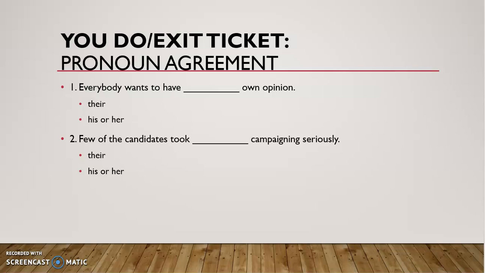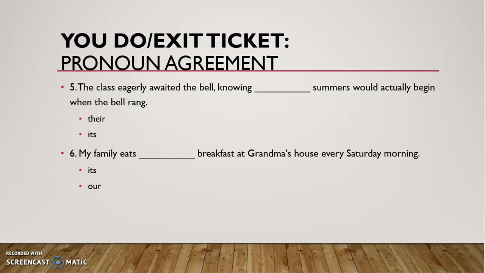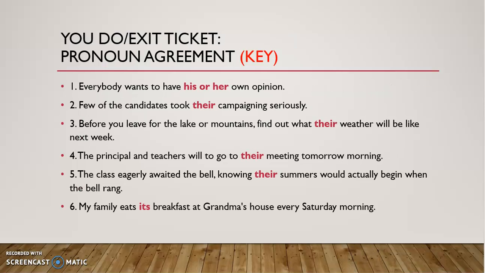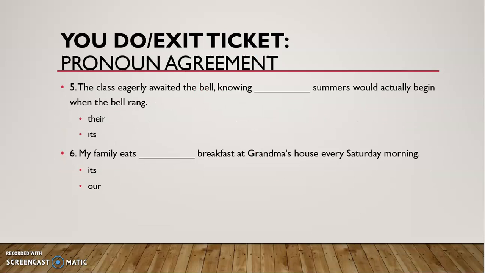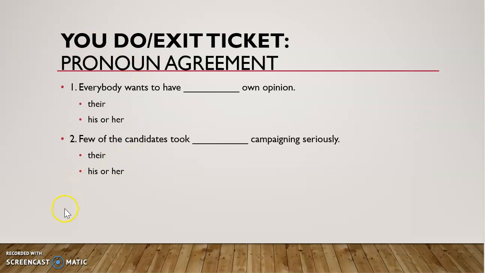All right, now we are on to the exit ticket for pronoun agreement. There are 6 different sentences where you are going to determine the appropriate pronoun to insert into the sentence. So there's 2 on this slide, 2 on the next slide, and 2 on the 3rd slide, and the last slide shows the answers so that you can check your work. And that is lesson number 9, editing for pronoun agreement.